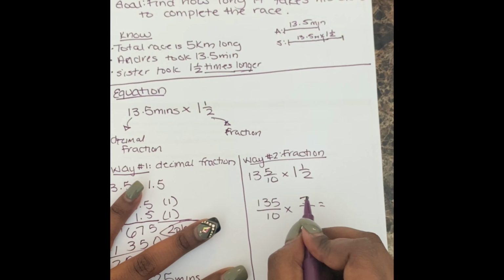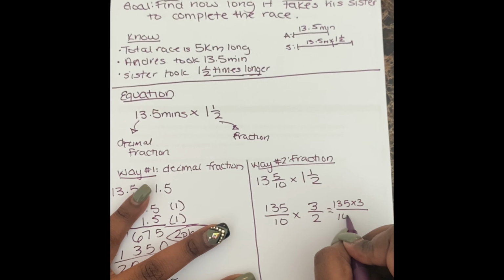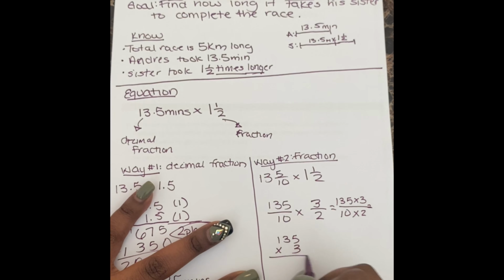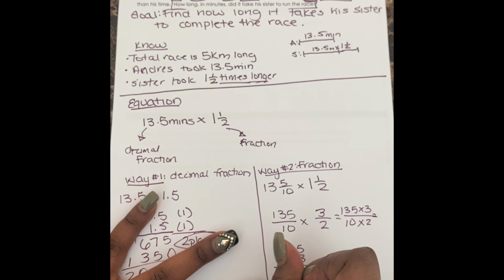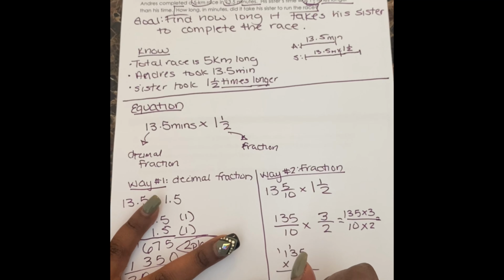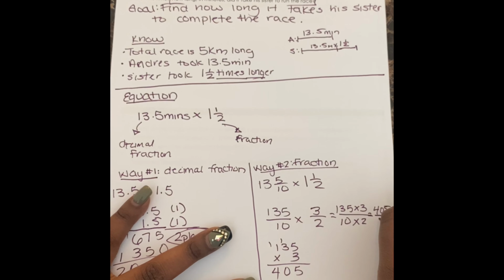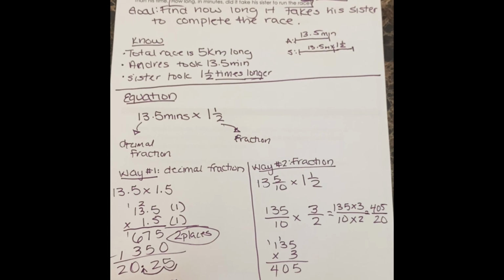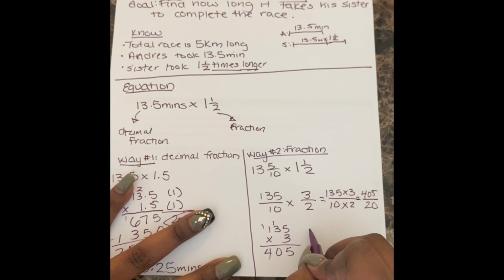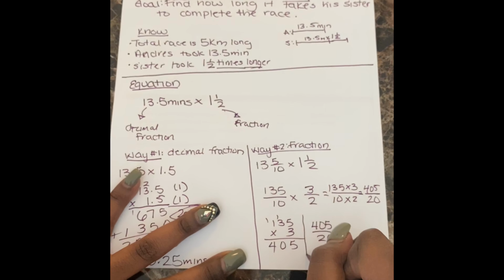We are going to multiply our numerator times our numerator over our denominator times our denominator. So here we go, 135 times 3. 5 times 3 is 15. 3 times 3 is 9, plus 1 is 10. 3 times 1 is 3, plus 1 is 4. So we have 405 over 10 times 2 is 20. So we have 405 over 20. We do now end up with an improper fraction of 405 over 20. We're just going to simply turn that into a mixed number.